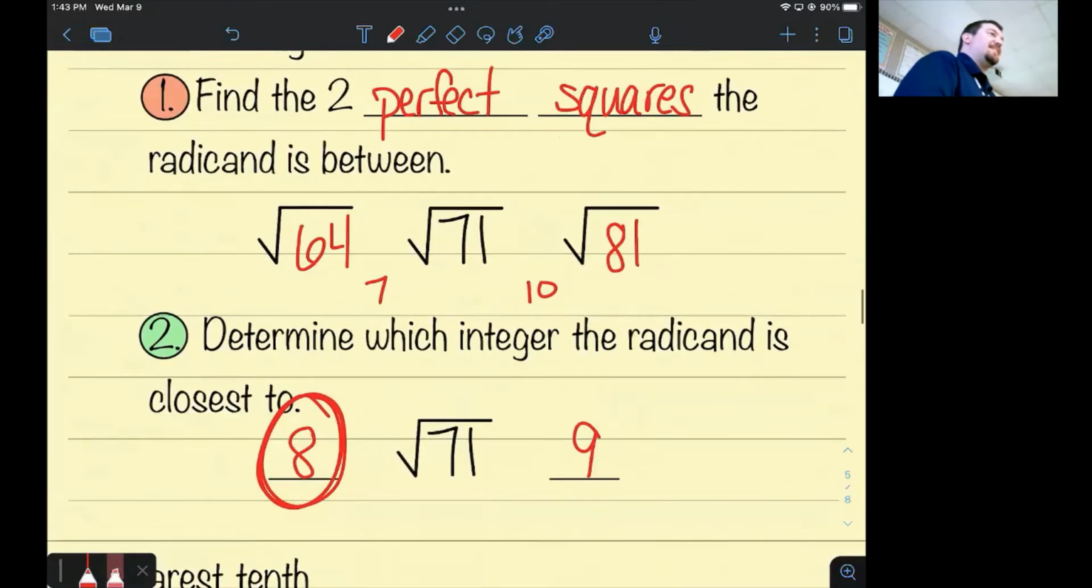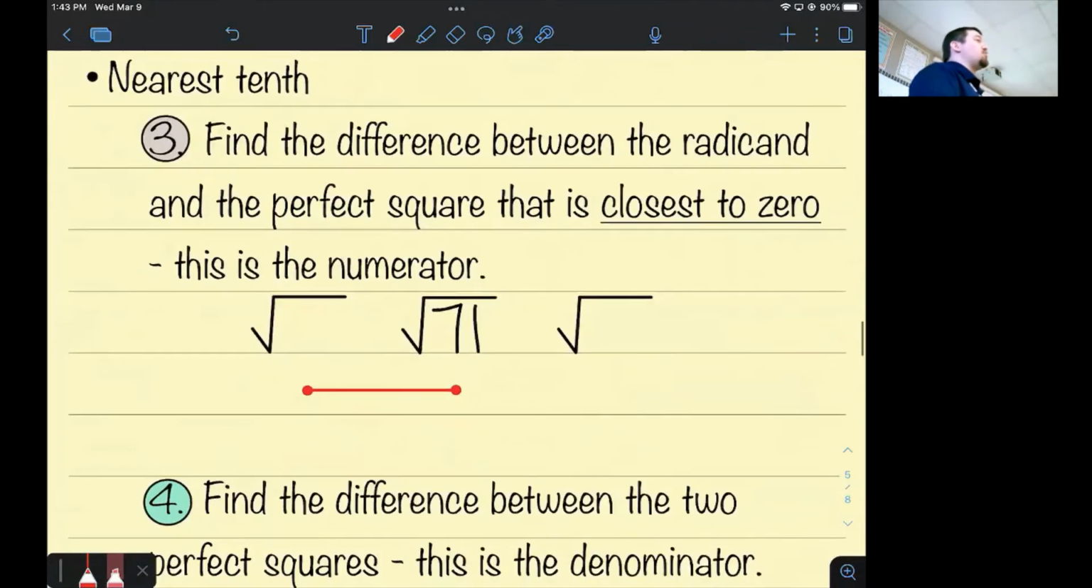That's really it. Now, to the nearest tenth, I'm going to show you a way you could do it with a calculator. The iLearn would not ask you to do it to the nearest tenth if you didn't have a calculator. So find the difference between the radicand and the perfect square that is closest to 0. That is the numerator.